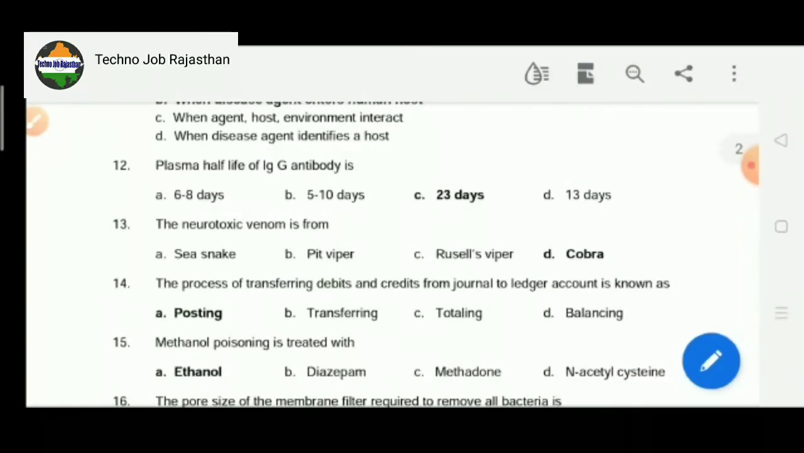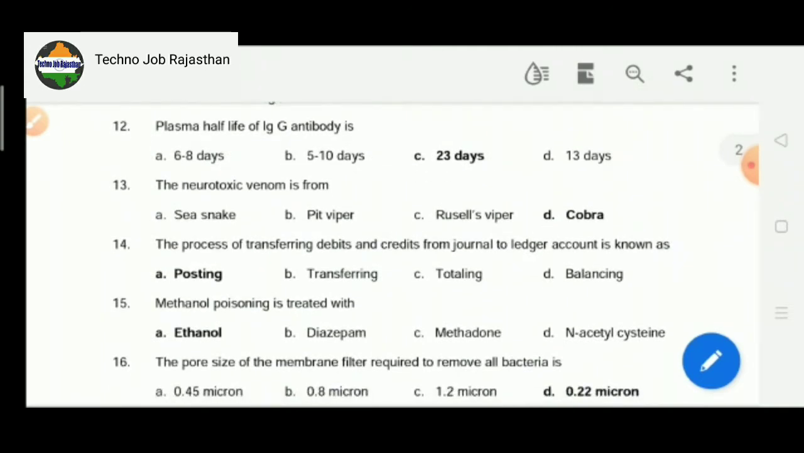Question number 12: plasma half-life of IgG antibody is option A 6 to 8 days, option B 5 to 10 days, option C 23 days, option D 13 days. So the correct answer is option C, that is 23 days.